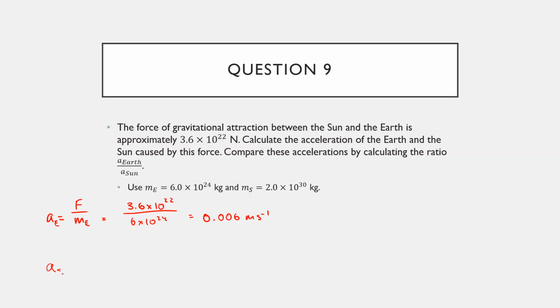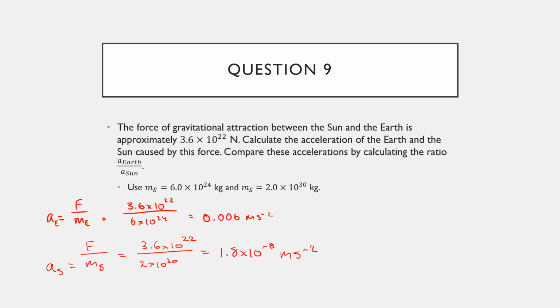Let's talk about the Sun. What is the acceleration the Sun experiences due to the force that the Earth is exerting on it? So, same force. Newton's third law, same force between two objects. But the mass of the Sun is much bigger, 2 times 10 to the 30. Plug that in your calculator and you get a very tiny number, 1.8 times 10 to the negative 8 meters per second squared. Now already you can tell that the acceleration of the Sun is much, much smaller than that of the Earth. And that's why you don't notice the wobble of the Sun.